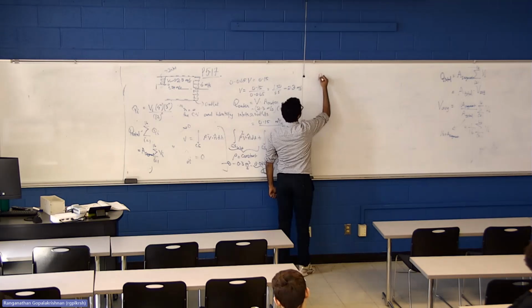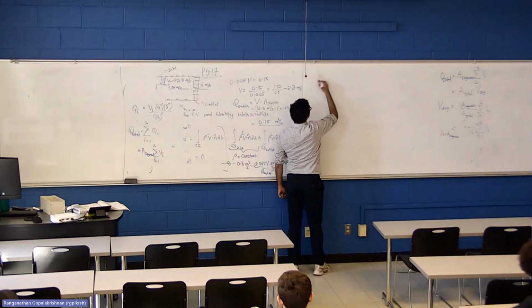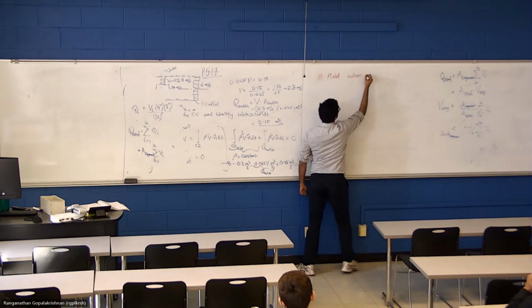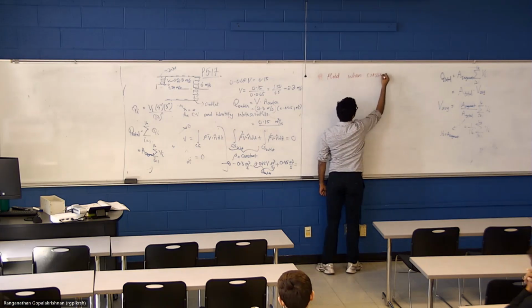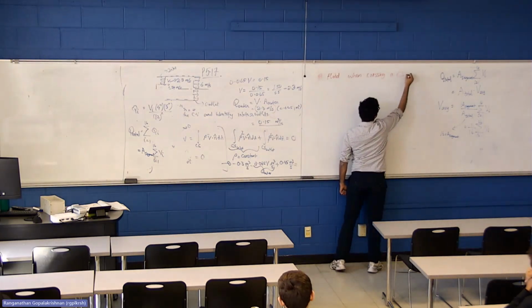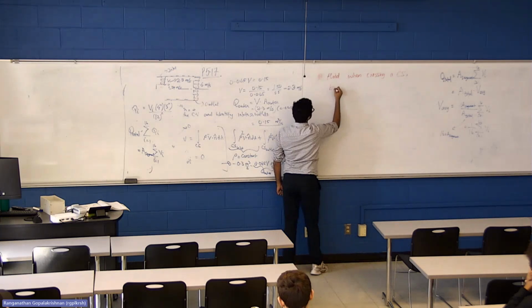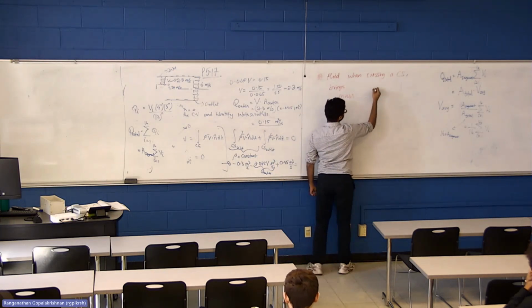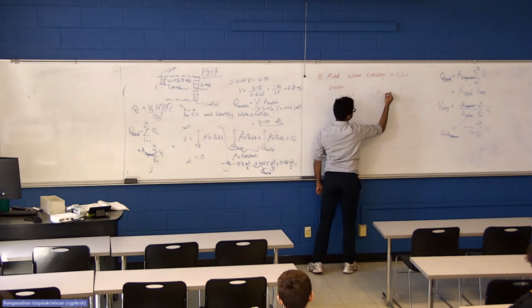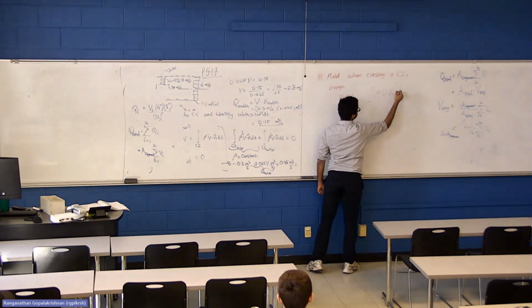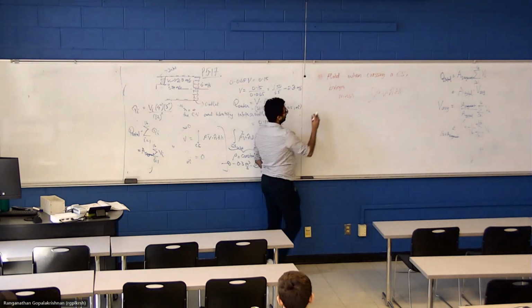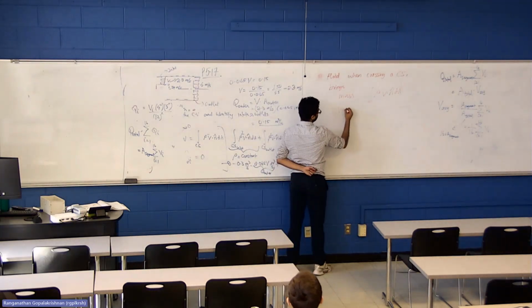So a fluid, when crossing a control surface, brings mass. Okay, that mass we wrote as integral rho v dot n dA. Right? It brings momentum.